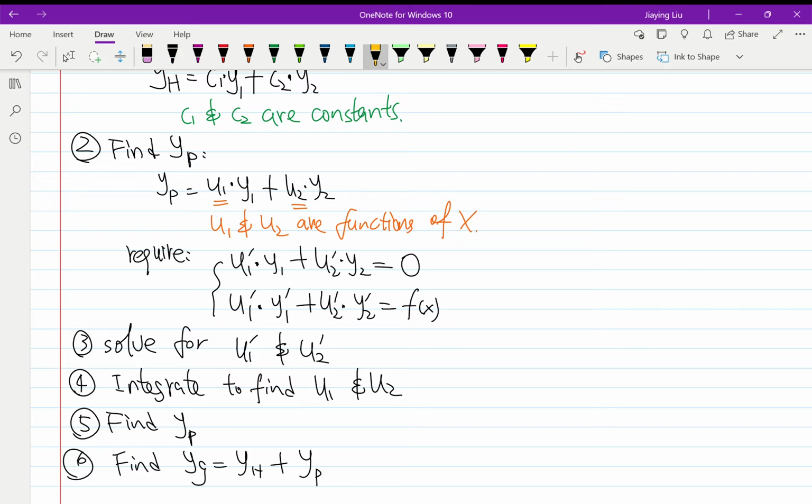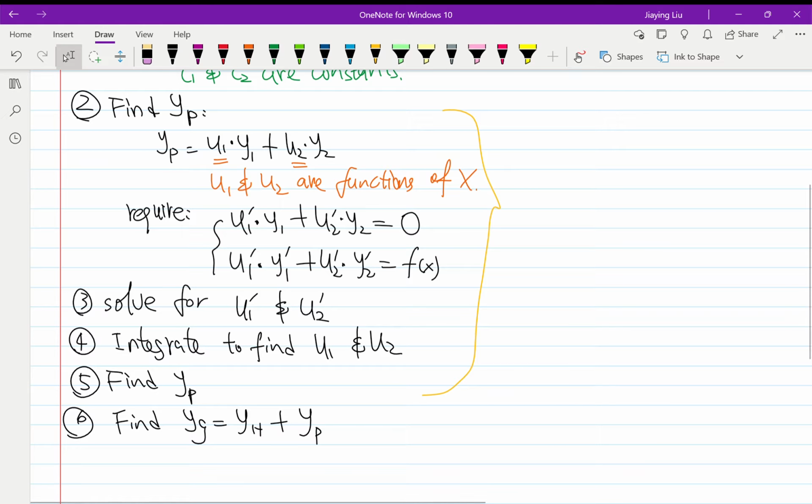I would say that if you kind of review what we did, the process of finding the particular solution is different compared to the undetermined coefficients. But you still need to find the homogeneous solution. You still need to write down the general solution at the very end. And then we're going to look at a couple examples to kind of practice on this.